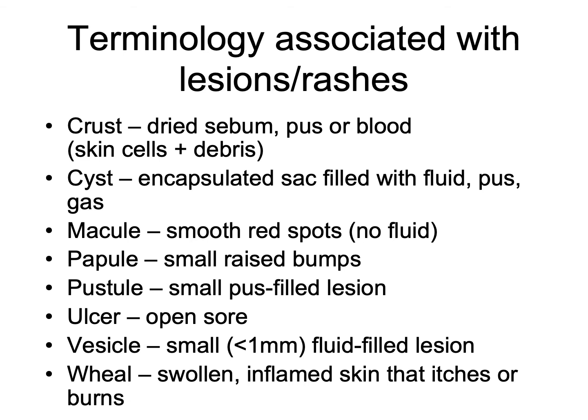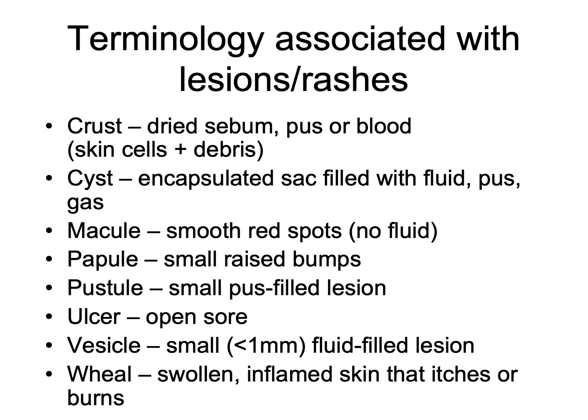So the first one is crust. A crust is dried sebum, pus, or blood. It's a combination of both skin cells and debris. It's dry, it's cracked. A cyst is an encapsulated sac, and that sac can be filled with different things, from fluid to pus to even gas.